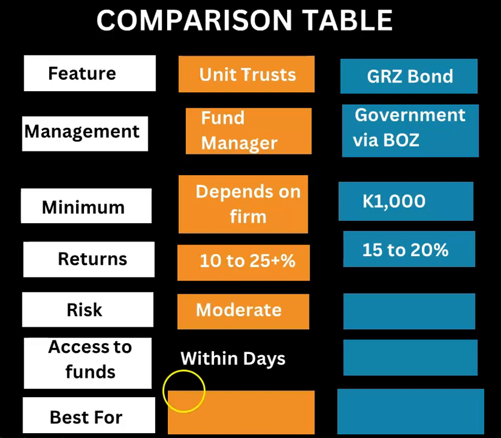Let's compare risk. For unit trust, we say risk is moderate because of course it depends on the fund type that you have chosen, and also these particular funds are regulated. The players in this field are monitored by the Security Exchange every now and then, and as such we can simply say the risk that is attached to this investment vehicle is moderate.